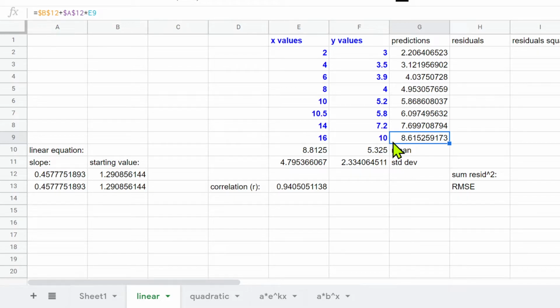Notice 8.6, close to 10. 6.09, close to 5.8. So our predictions are all close to our y values. That's what we'd expect. That's kind of a way to indicate you're on the right track. So there's our predictions. Let's make this bold for looks. Now the residual, and then the residual squared, which allow us to calculate the RMSE.